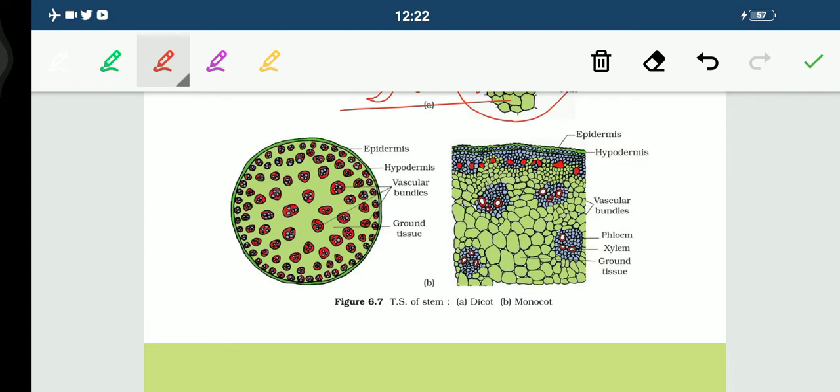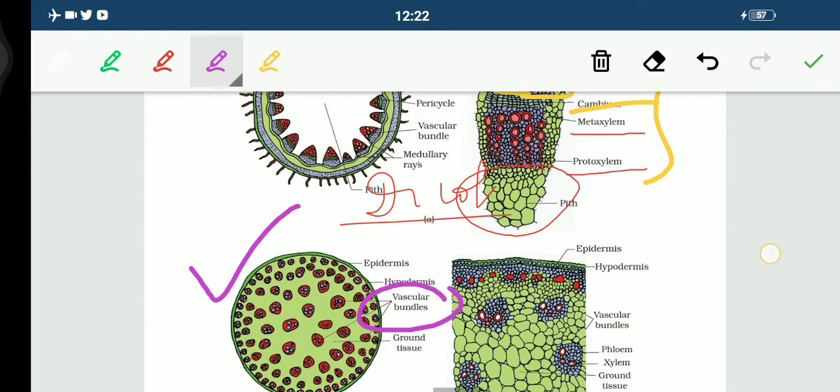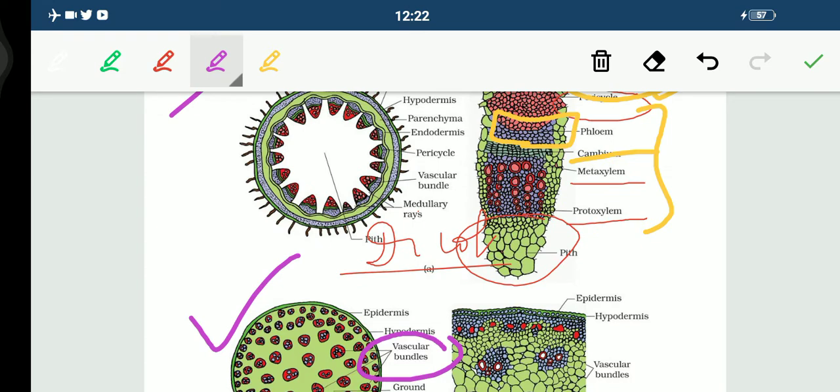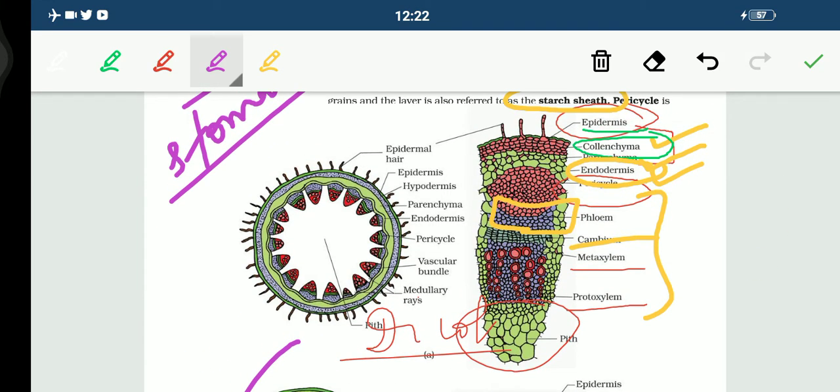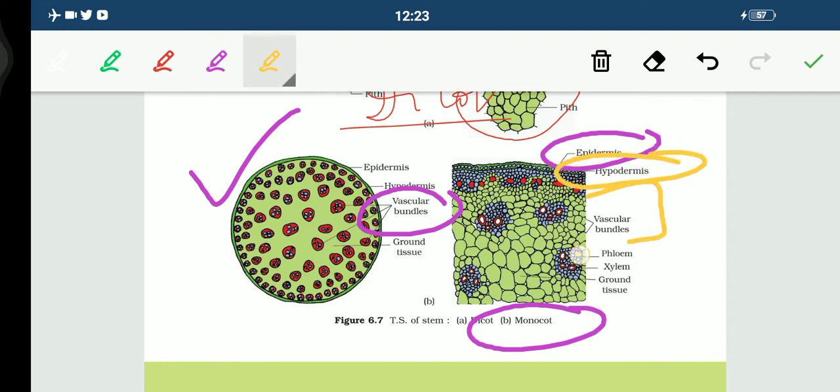And this is the structure of the monocot stem. Very simple structure. You all can see that the vascular bundles are scattered in this case. But talking about the dicot stem, you can easily see vascular bundles are not scattered, and pith is large. Now students, you can see here, this one is the epidermis, then we have the hypodermis, we have vascular bundles. This complete region is the phloem and these are the xylem.